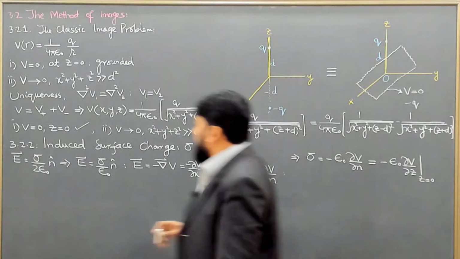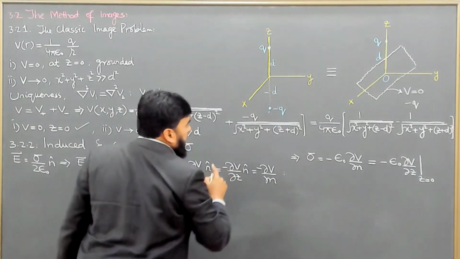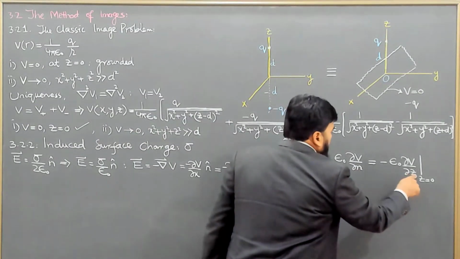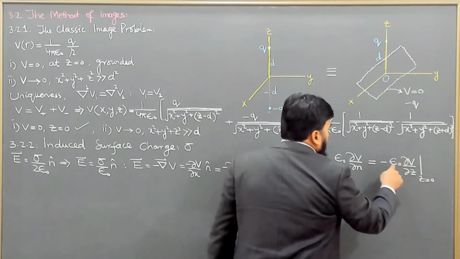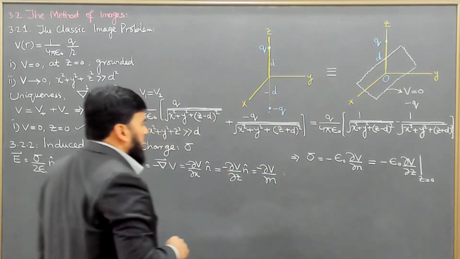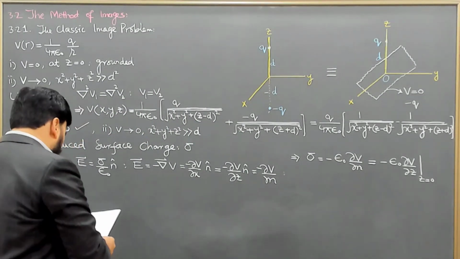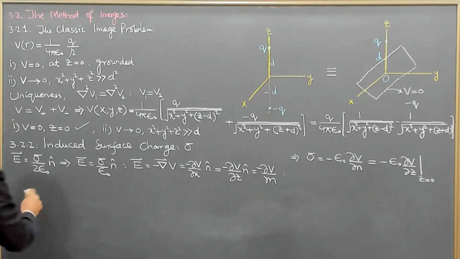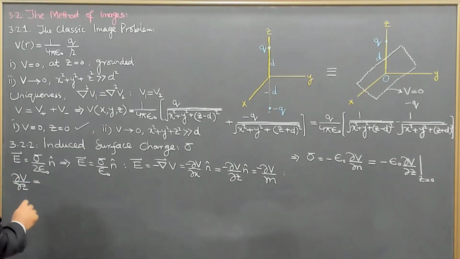Now we know from here the value of V. If I differentiate this with respect to z and then put z equal to 0 in this one and multiply with minus epsilon naught, then this will give me the induced charge in this sheet. So let's go for this one. What about curly V over curly z? So we find this derivative.